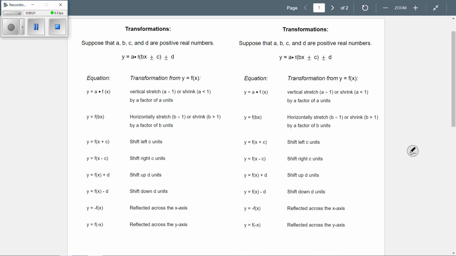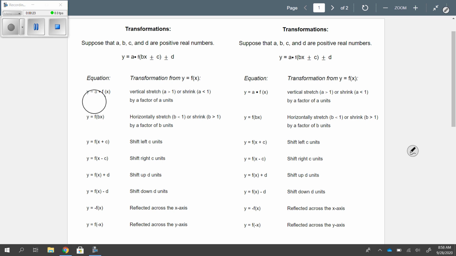So we look at the first one, y equals A times f of x. Okay, and it says vertical stretch if A is greater than 1, or shrink if A is less than 1, by a factor of A units. So for example, if this was 2, it's greater than 1, so it's a vertical stretch by 2. The next one, y equals f of b x. It will horizontally stretch if b is less than 1, or shrink if b is greater than 1, by a factor of b units. Same thing, except it's inside, so it'll be a horizontal stretch.